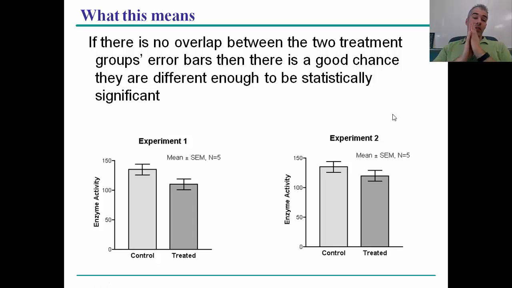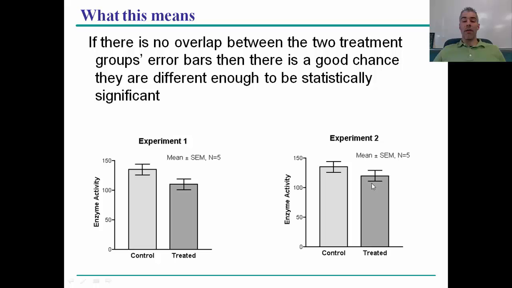So the way we like to do this is, now I know this is only 1 standard error of the mean. You're always going to do 2, unless it says otherwise. Okay? If there is no overlap between the 2 treatment groups' error bars, so notice there's no overlap here, that means we can say that they are different enough statistically to be actually considered different values.